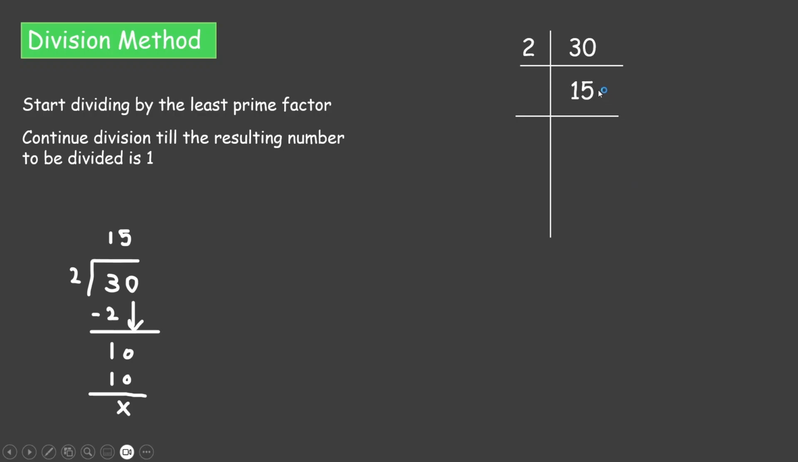Once again, we need to divide 15 by the least prime factor. The factors of 15 are 1, 3, 5. The least one is 3. So 3 into 5 is 15. Now 5 here is itself a prime number. It is only divisible by 1 and 5. So the prime factor is 5. So 5 into 1 is 5. Once we get 1, we can stop. So the prime factorization of 30 is 2 into 3 into 5.